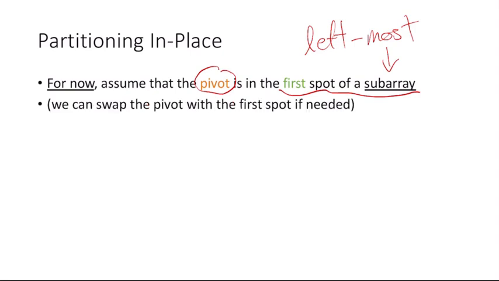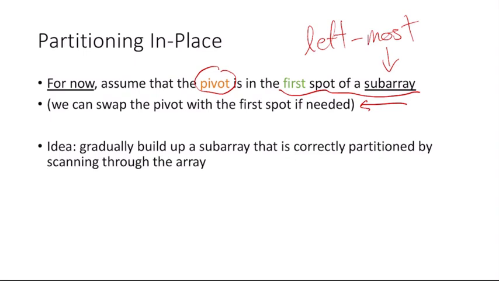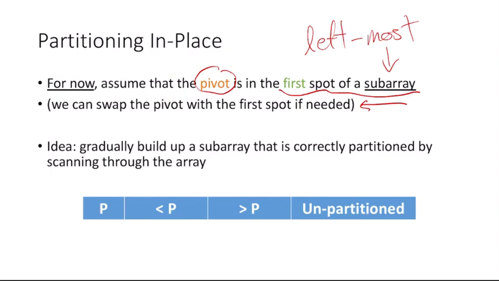So if that's causing you troubles, we can always just swap the element into that spot. Let's say we want to pick one at random, we can always just swap it into that first leftmost spot anyway. Alright, so our idea here is to gradually build up our buckets, our partitions, by scanning through the array. So at any given point in time, our snapshot looks like this. Our pivot's the leftmost element. To the right of it, we have all the elements that will eventually go to the left of it, so the smaller than.